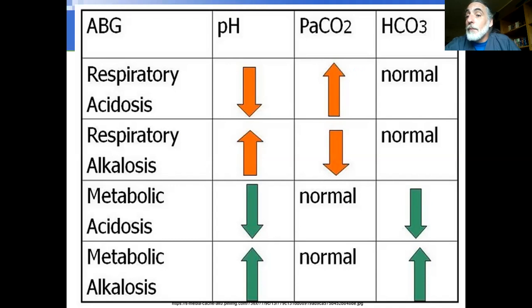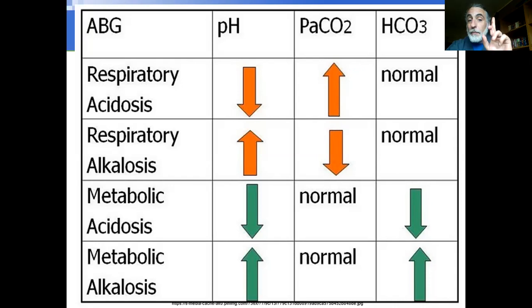So get out a piece of paper, write down ROME. Respiratory opposite, metabolic equal. So let's look at this first line, respiratory acidosis. When I'm talking a respiratory opposite, it's because the abnormals are going in different directions. Okay, actually that matched there. Okay, so pH down, acidotic. The PaCO2, the amount of CO2 in the blood, up. Right? If the pH is down and the PaCO2 is up, you've got respiratory acidosis.